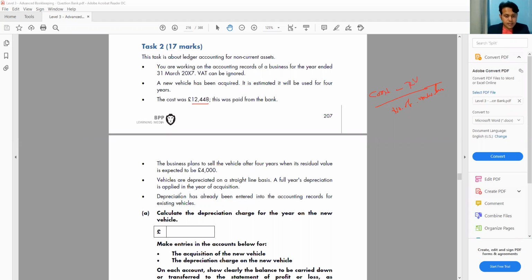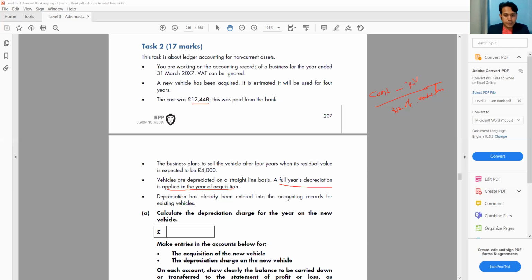A full year depreciation is applied in the year of acquisition. That means if I buy even in the middle of the year, still for the first year I'm going to charge the full year depreciation. So the question is saying, when you buy the asset, a full year depreciation is applied in the year of acquisition. The year I have bought it, I'm going to charge full year depreciation, doesn't matter how many months I have used.